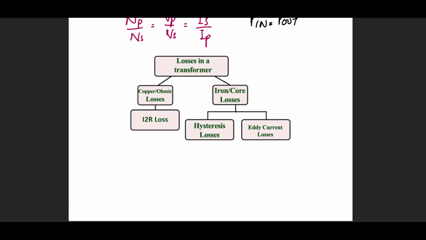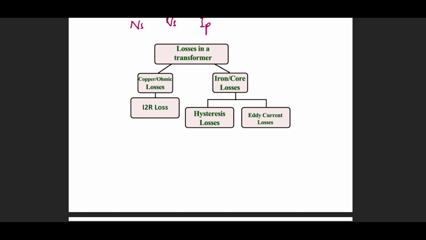Now this is what is going to be a part of A levels concept at least. So what type of losses do we have in a transformer? We have two losses, the copper losses or ohmic losses. What are these losses? Where do you find them? These are basically I square R losses, and we know that power is equal to I square R.